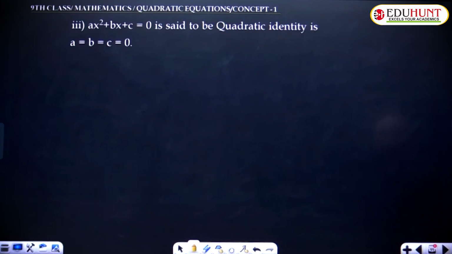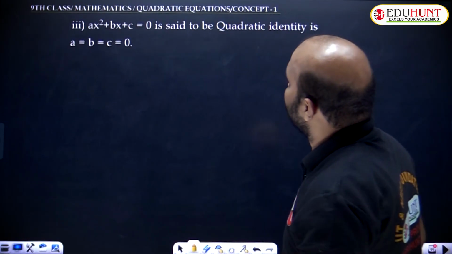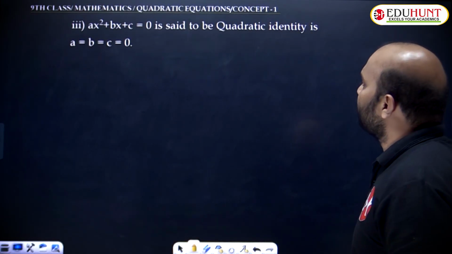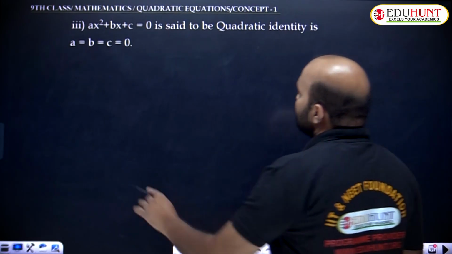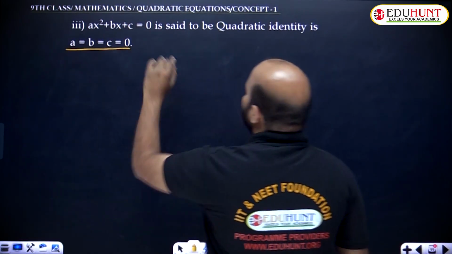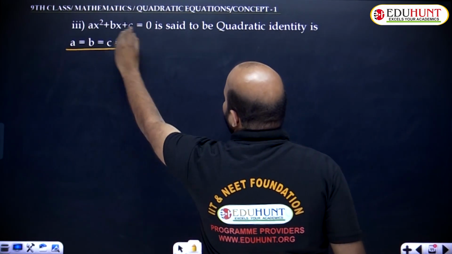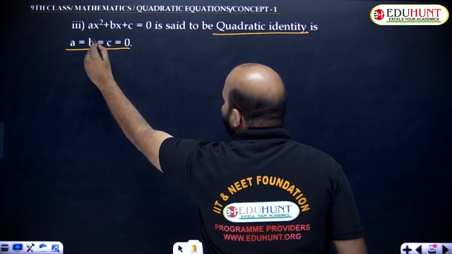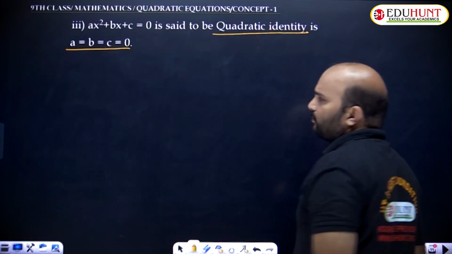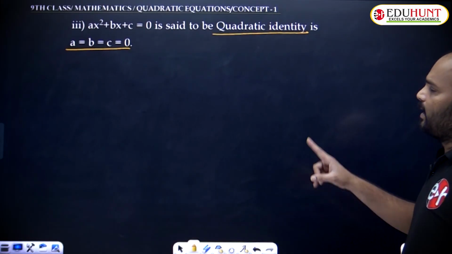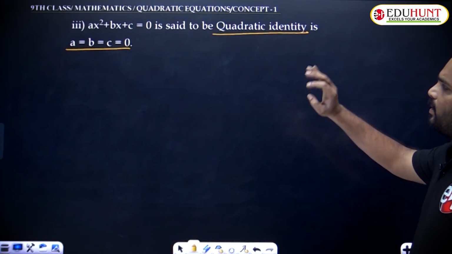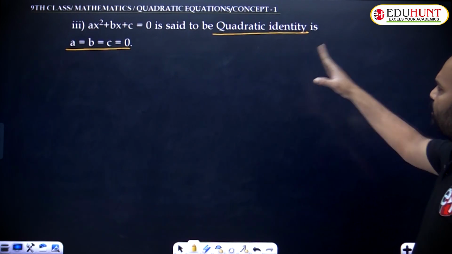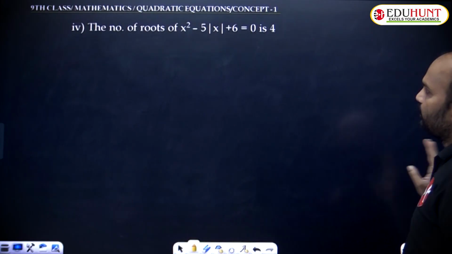Am I clear? So the third one: ax square plus bx plus c equals 0 is said to be a quadratic identity when a equals b equals c equals 0. This is very important. So when a equals b equals c equals 0, the expression ax square plus bx plus c equals 0 is said to be a quadratic identity.